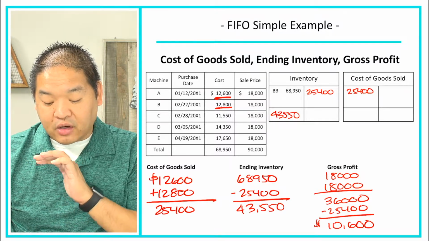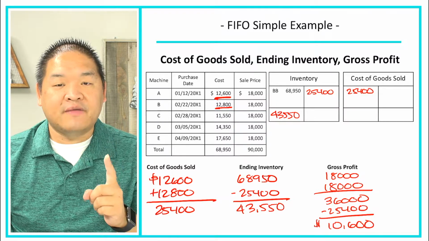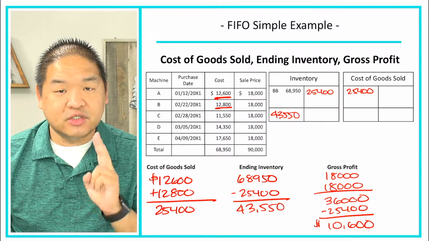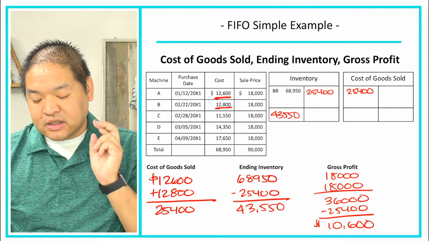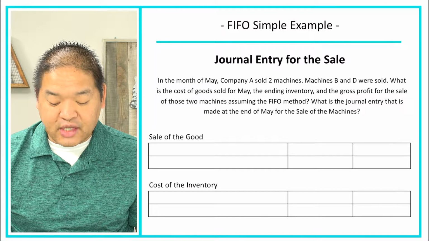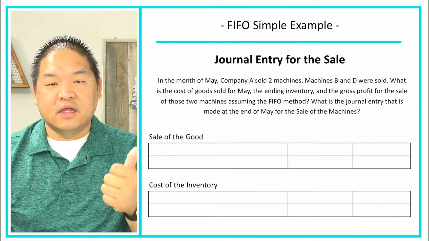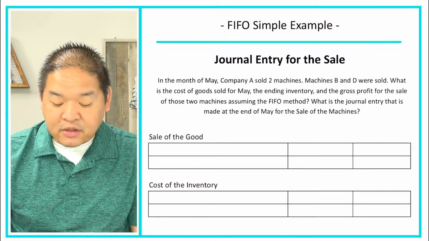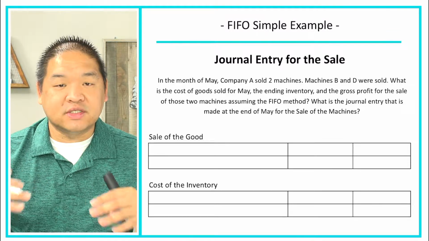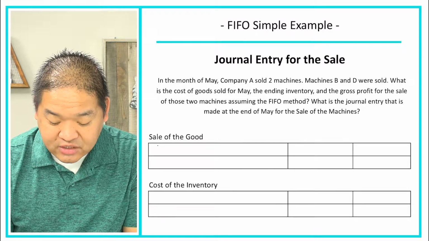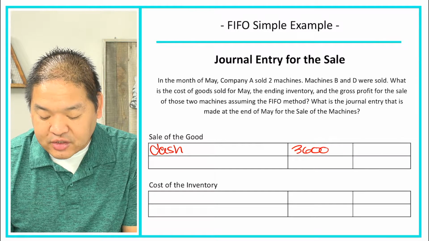Remember that our sales was 36,000 and our cost of goods sold is 25,400, because we're going to need those two numbers to do the journal entry. All right, let's do the journal entries. Remember that when we make a sale, we have two sets of entries that we need to make: the sale of the goods as well as the cost of the goods. So the sale of the goods is the first thing. Now it doesn't tell us how they paid, but we're just going to assume cash because it's the easiest. So we're going to debit cash in the amount of 36,000 because that's how much they sold it for.